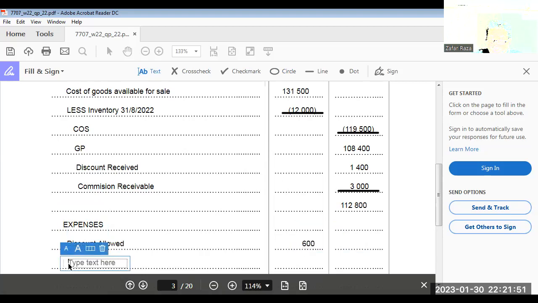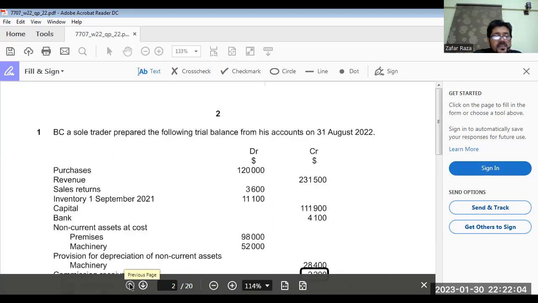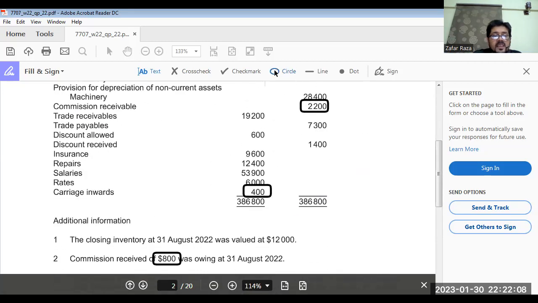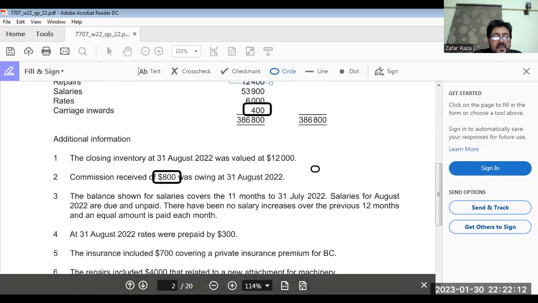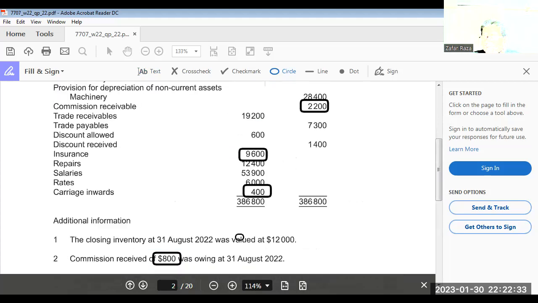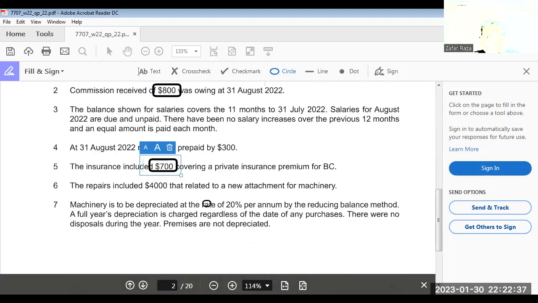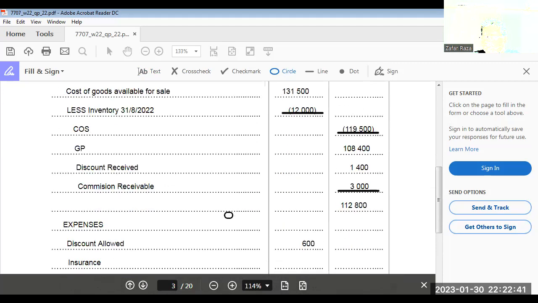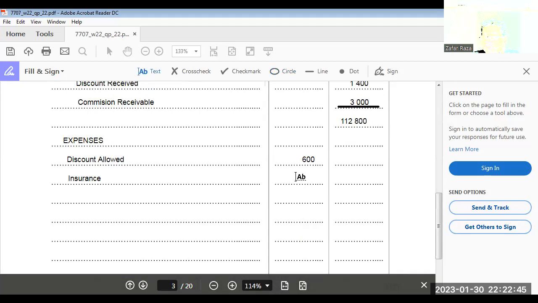The second is insurance. For insurance, we have to look at the question again. Insurance is here 9,600. Now 700 of insurance is for the private insurance of the owner. So that 700 should not be included in insurance but in drawings, because this is the personal insurance of the owner. So from 9,600 we have to deduct 700, and we'll get 8,900 as insurance for this year. Getting my point here?